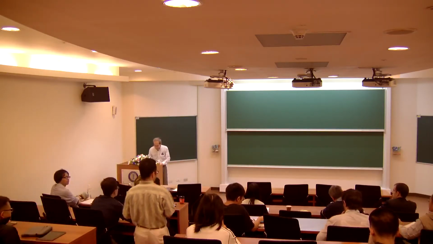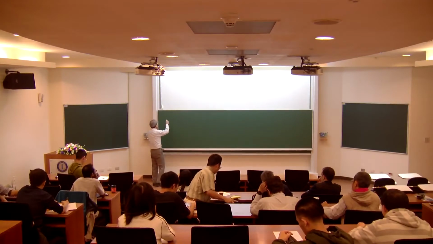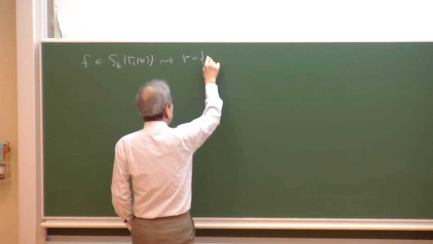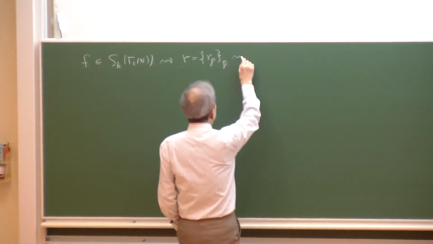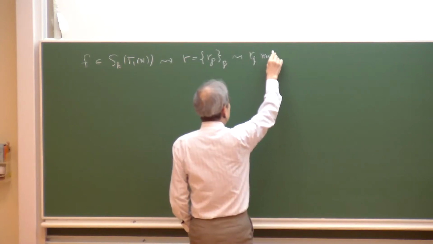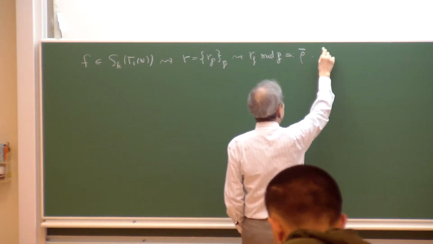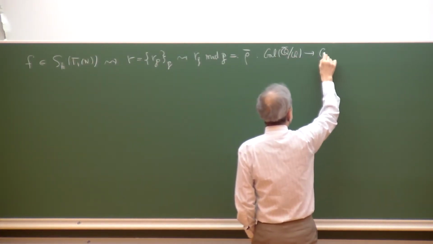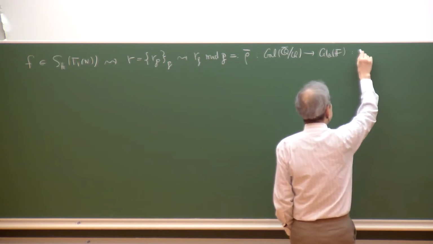Thank you. So what I'm going to do is that, the assumption is quite the same as yesterday. So I had a cusp form F of, say, weight k, level N, and this I had a compatible system of Galois representations. And then I take rho_P modulo P for one prime P, and that I call rho bar. So this has values from the Galois group of Q-bar over Q to GL2 of some finite field of characteristic P. And I suppose this is irreducible.